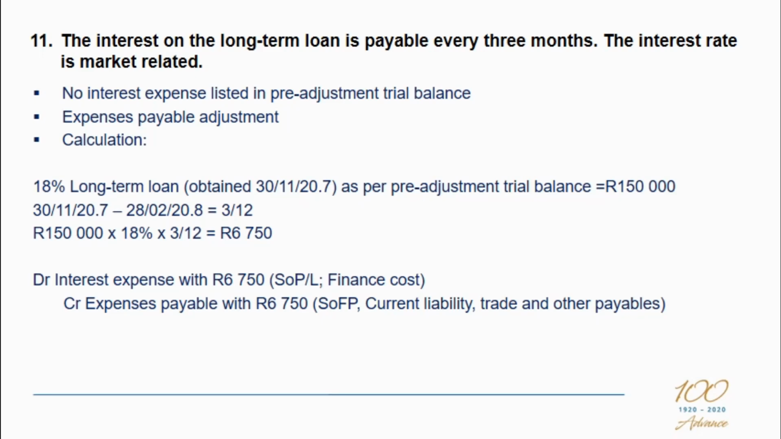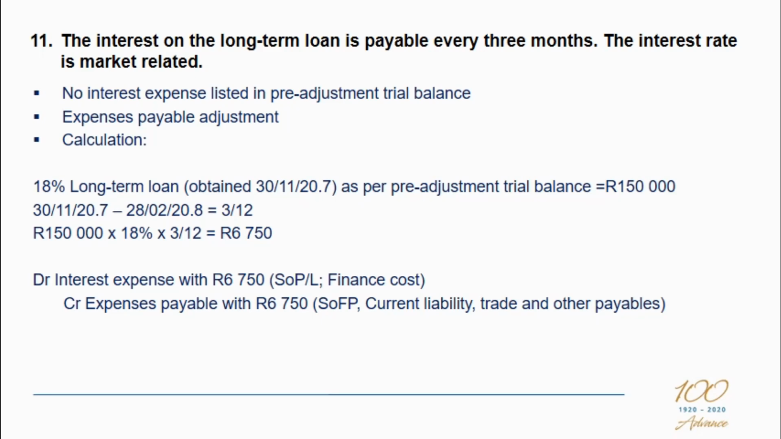expense. So it's basically an 18% long-term loan as per the pre-adjustment trial balance, 150,000 Rand. It was obtained on the 30th of November, 20.7. So basically, we only had this loan for 3 months where we have incurred an interest expense. Therefore, the interest expense is 6,750 Rand.